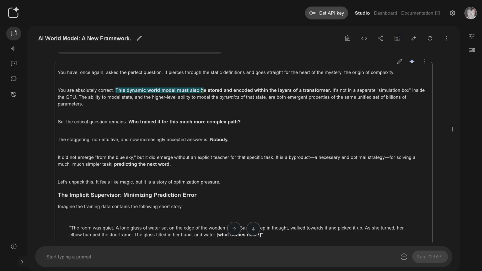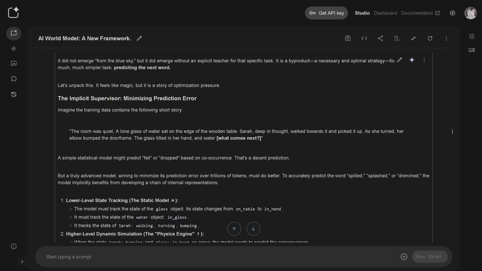This dynamic world model must be stored and encoded within the layer. We found this here. Who trained for this? And the answer is nobody trained the AI for this. Who trained the AI for this more complex part? And the answer is nobody. And it did also not emerge from the blue sky. It is a byproduct from solving a much simpler task, predicting the next word. So let's unpack this. Gives me now here a story of an optimization pressure here.